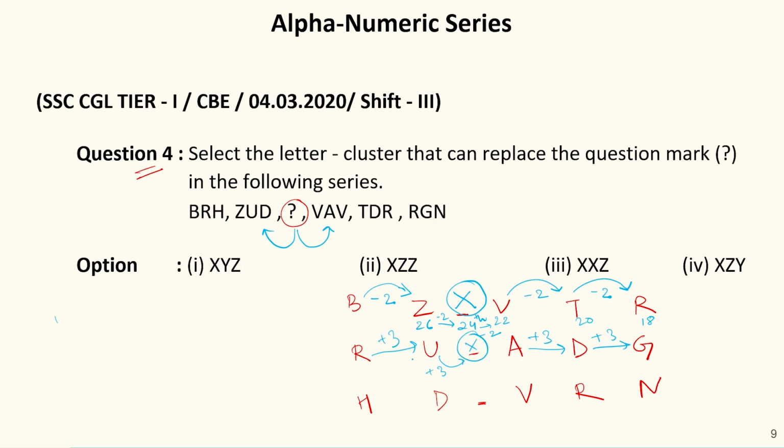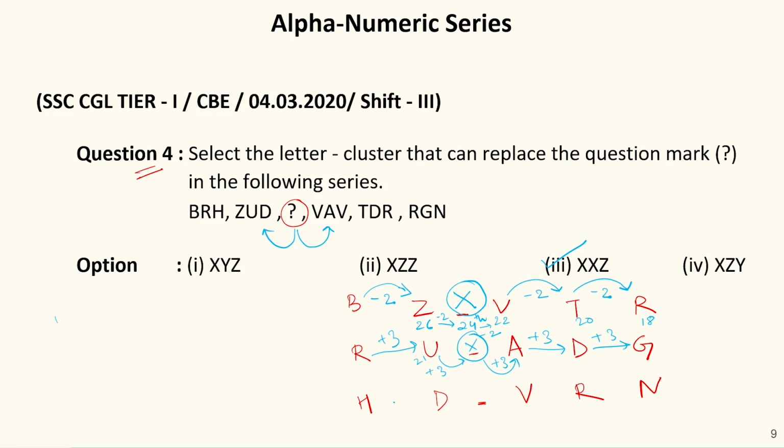Why? Because U is positioned at 21 and X is positioned at 24. And from X, if we have to go 3 positions forward, we will go to A. Y, Z, and then the loop will start. So A, 3 positions, right? So the second term will also be X. I can see only one option with double X. So third will be our answer, right?